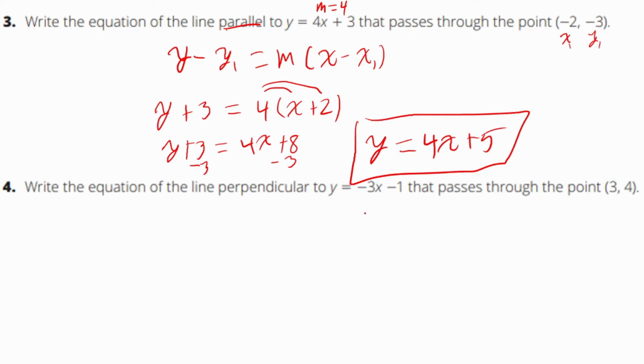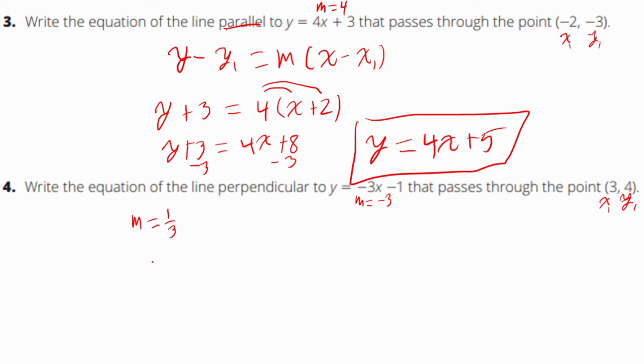Next one, perpendicular to this line. Well, my slope for this line is -3. When we're perpendicular, we have to write what we call the opposite reciprocal. Remember, we flip it and change the sign. So the slope we want to use for this problem will be 1/3. And then my point is x1, y1.